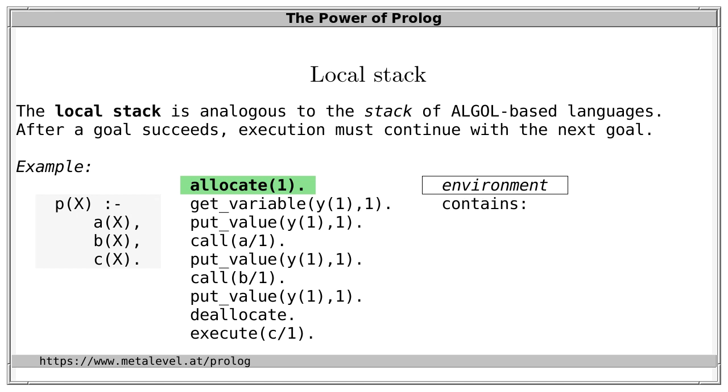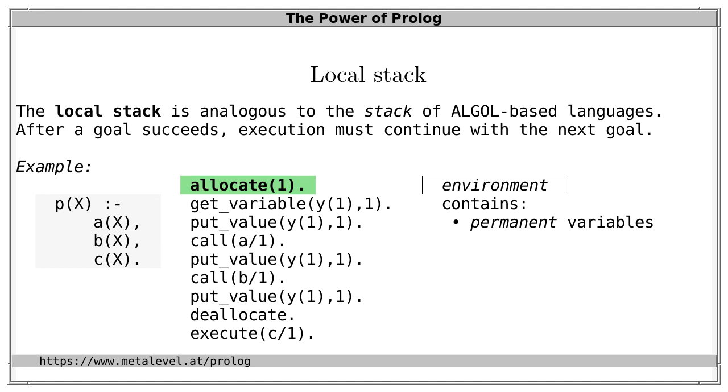An environment contains the so-called permanent variables of the rule. These are logic variables that appear in more than one goal. And therefore, they need to be preserved between goals. So for example, in this rule, there's exactly one permanent variable, namely x.